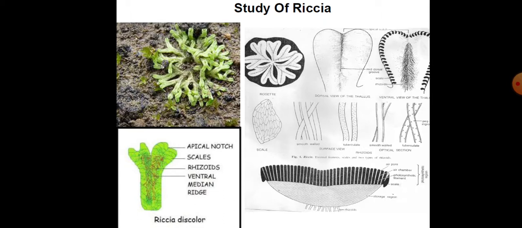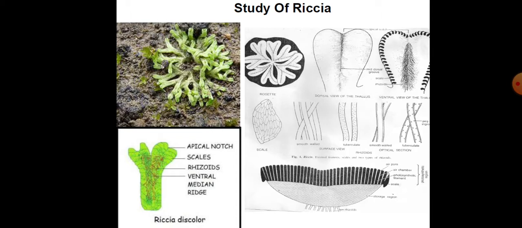Here you see the dichotomous branching, a green colored, flat coin-like structure present on the moist soil. Then there are two sides, upper surface and lower surface. The upper surface is called the dorsal side and the lower is the ventral side. On the dorsal side, the mid-dorsal groove is present, and on the ventral side, rhizoids and scales are present. Here are the diagrams of scale and rhizoids. There are two types of rhizoids, smooth walled rhizoids and tuberculate rhizoids.